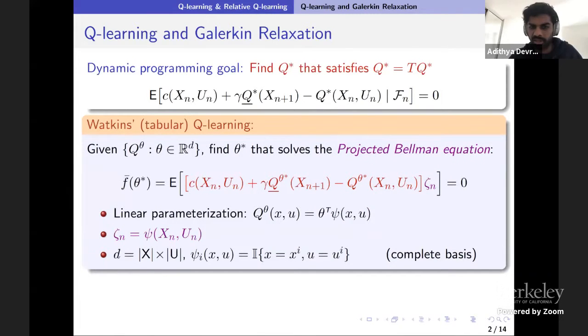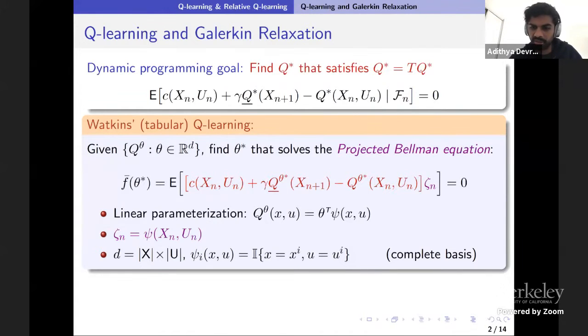Watkins Q-learning, or as is well known, tabular Q-learning, is a very special case of solving this projected Bellman equation. In this setting, the parameterized family Q_theta is linearly parameterized with basis function denoted psi. The eligibility vector zeta_n is equal to the gradient of Q_theta, which is equal to the basis function itself. The number of basis functions is equal to the number of state-action pairs, and the basis functions are chosen to be the indicator functions. This is called the complete basis setting or full basis setting.